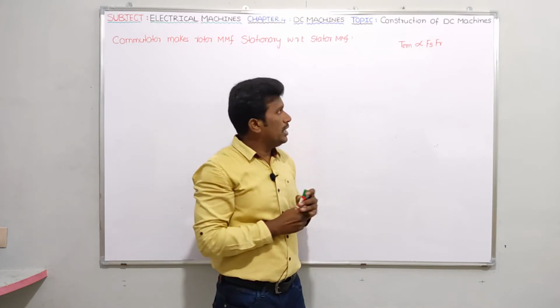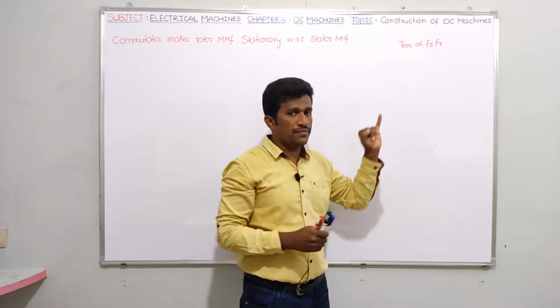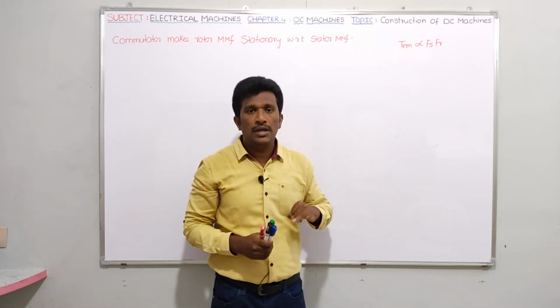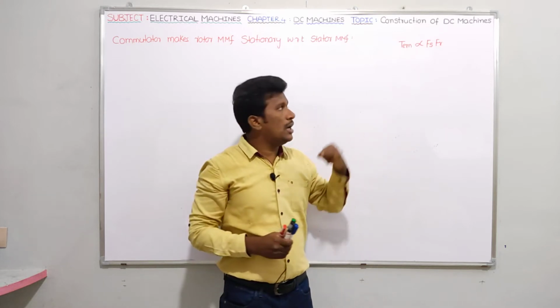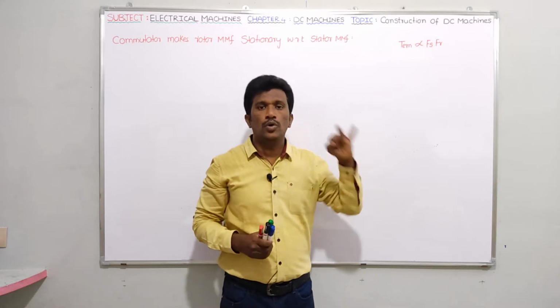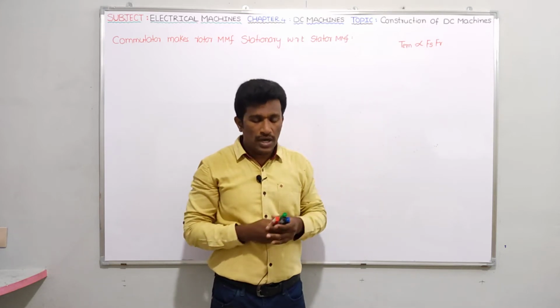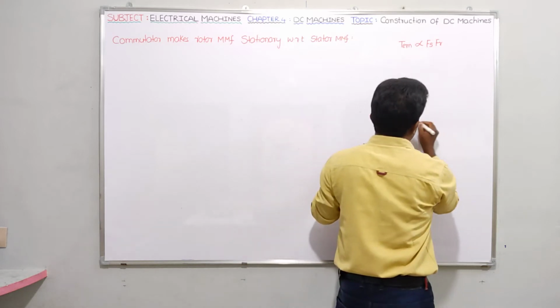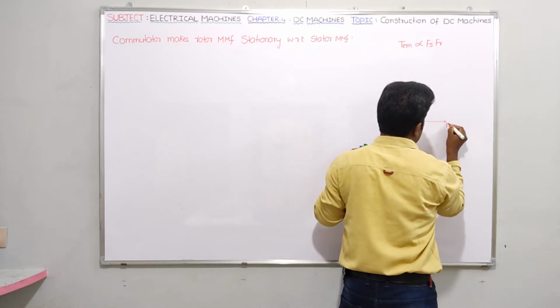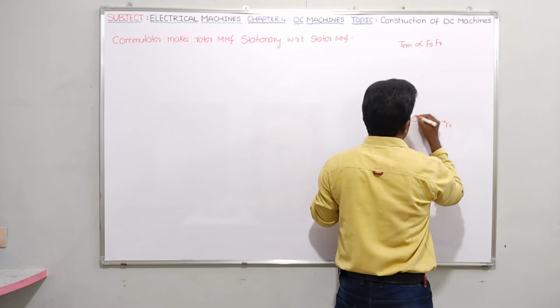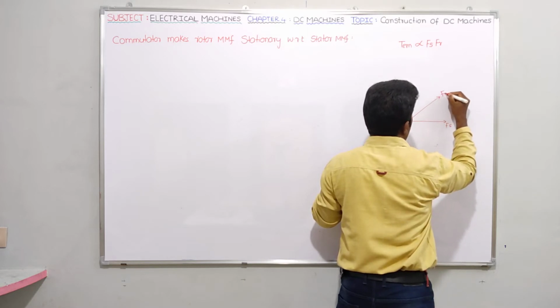Number 1, we need 2 fluxes, or I can say 2 mmfs. Yes, this is the first point. Second point, relative speed between 2 mmfs should be equal to 0. That means what? Suppose, guys, this is Fs, the stator mmf, and suppose Fr is like this, the rotor mmf.